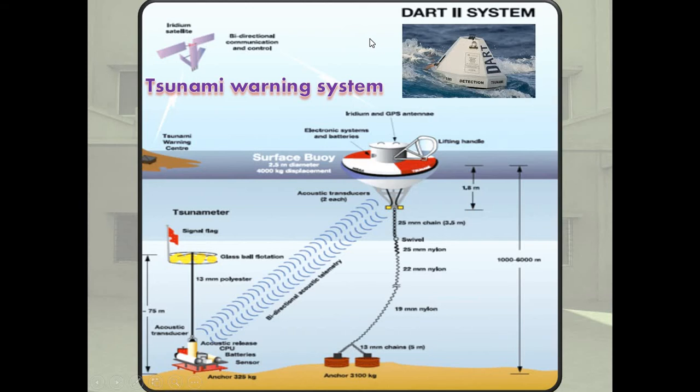Next is tsunami warning systems. The following are the components of tsunami early warning systems. These are the instruments used in tsunami areas. This instrument is used before and after the tsunami.